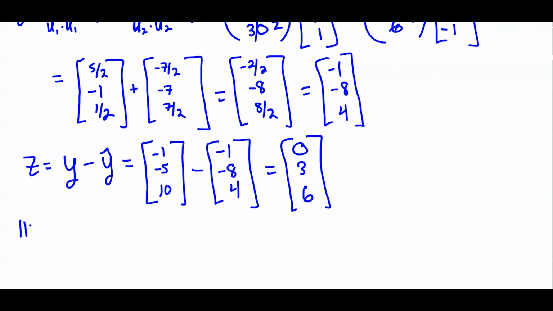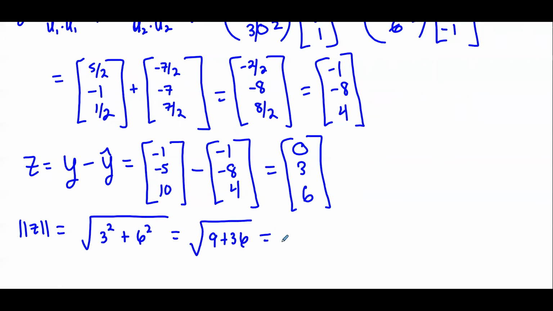To find the distance from y to the plane, I need to find the magnitude of z. So 0 squared plus 3 squared plus 6 squared. It's going to be 9 plus 36, square root of 45. 45 is 9 times 5, so this is 3 root 5. So there's the distance.